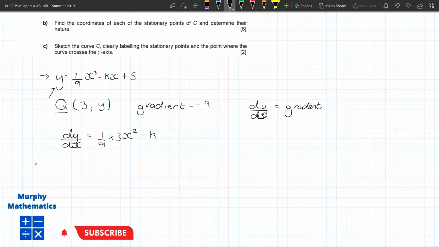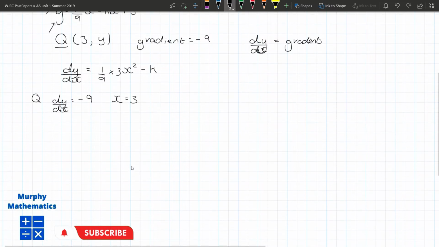So we know at Q we have dy dx equals -9 and x equals 3. Okay, so minus 9 equals 1/9 times, sorry, I should have simplified that. So this is going to be 3 over 9, which is going to give us 1/3 x squared minus k. So that's dy dx.